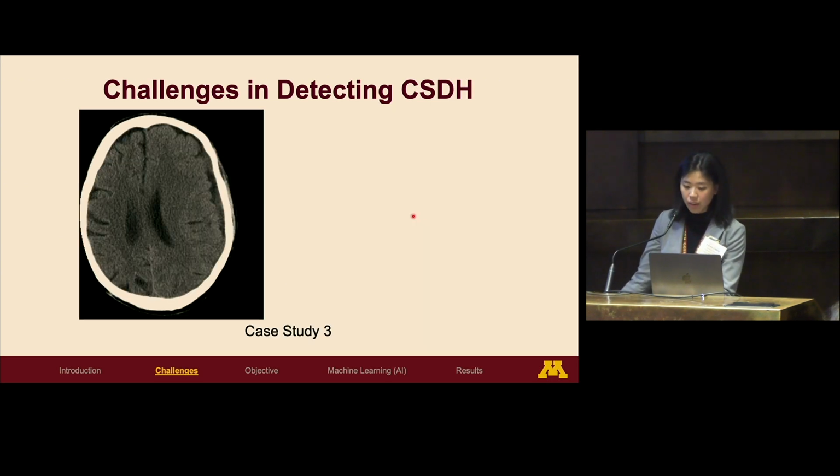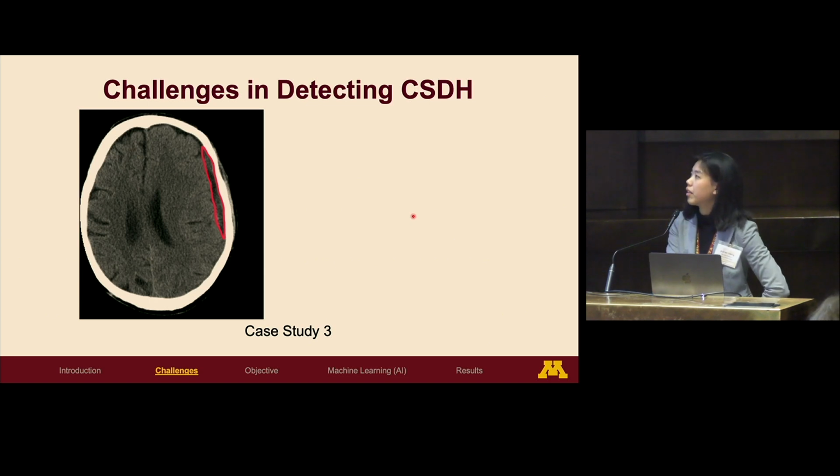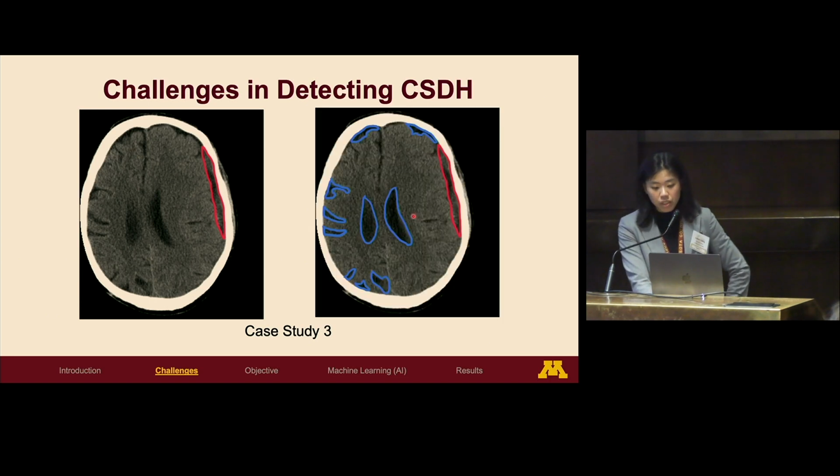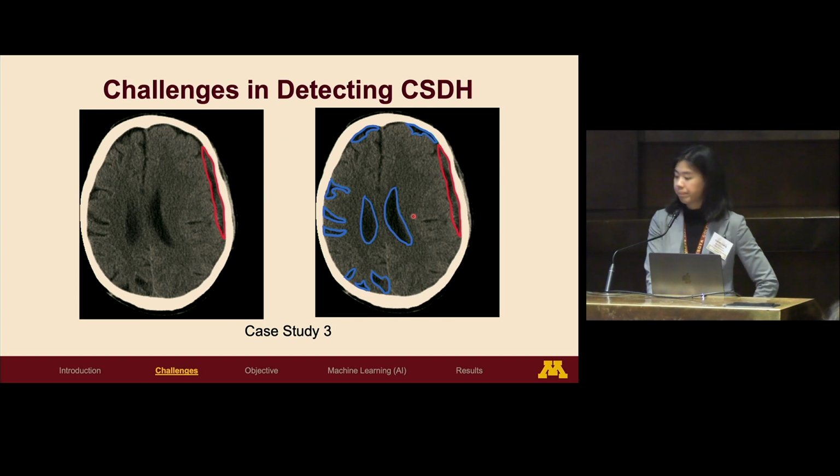Another case study: where is the chronic subdural hematoma? I have circled it for you again, just so you know. And now what does the circled area look similar to? It looks very similar to the ventricle and the cerebral fluids in the brain.